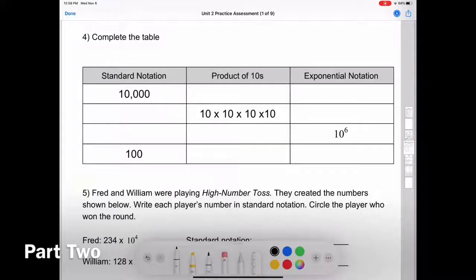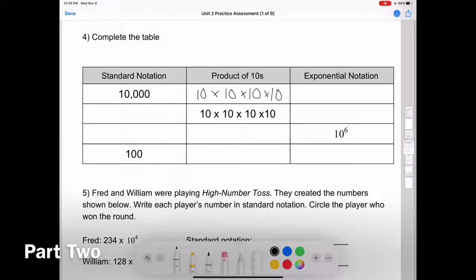Cheyenne, how many times? 5 times. The key to this is to figure out how many zeros. 4 zeros. The zeros tell you how many times you times it to itself. So there's 4 zeros in the standard notation, so you're going to go 10 times 10 times 10 times 10. And I'm noticing something. This is going to be the exact same answers for these two rows, right?